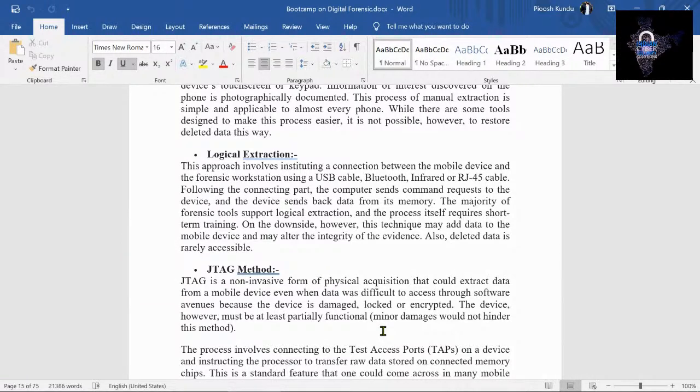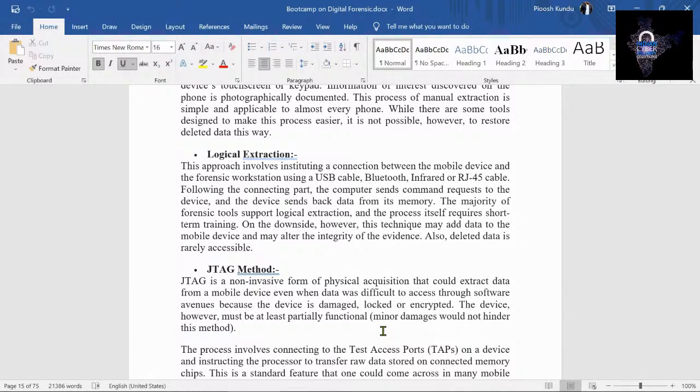Now, the JTAG method. JTAG is a non-invasive method of physical acquisition that can extract data from mobile devices, even when the data is difficult to access through software avenues because the device is damaged, locked, or encrypted. The device, however, must be at least partially functional. Partial functions and minor damages would not hinder the process.